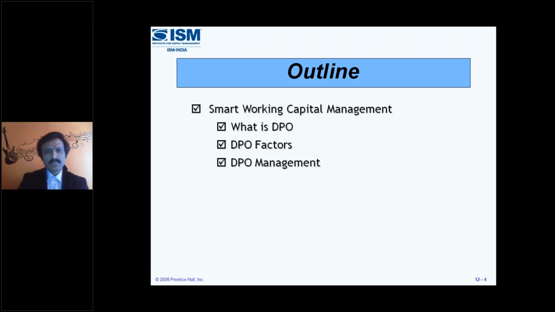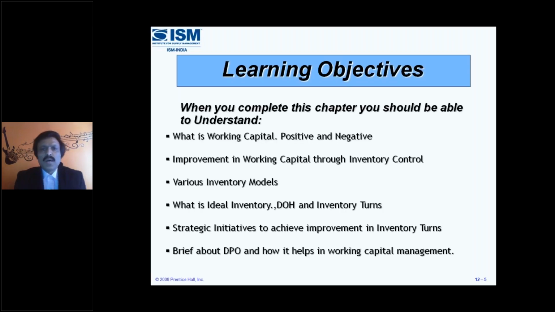So, friends, as I mentioned, the learning objectives. One is you will be able to understand at the end of this session what is working capital, what is positive working capital, what is negative working capital. You will also understand the improvement, our contribution, that is the supply chain management contribution in improving the working capital.